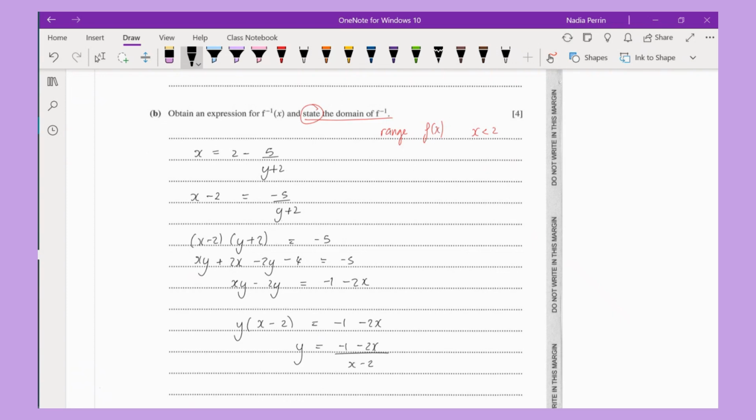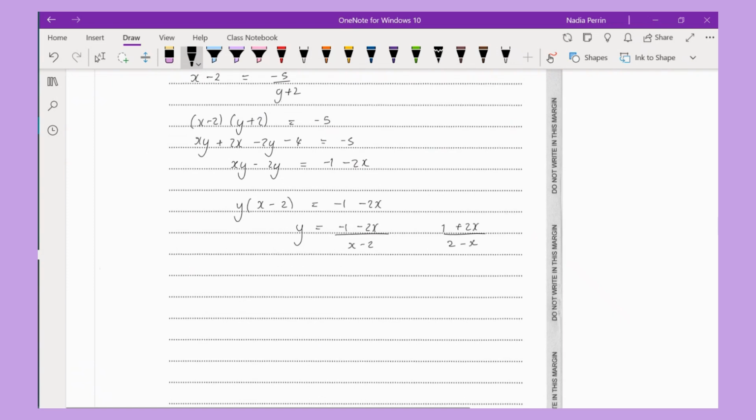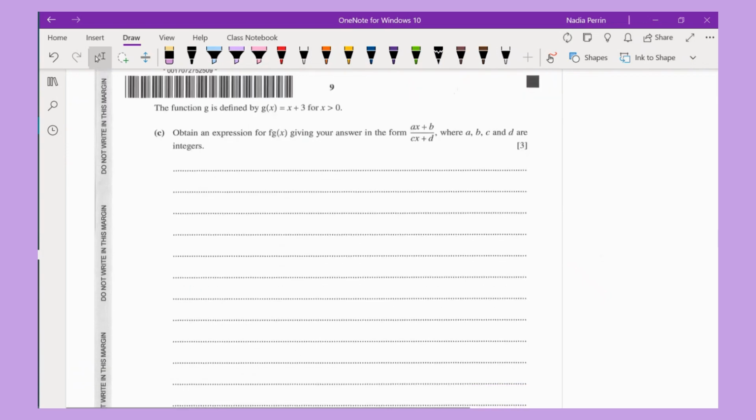you can, of course, times the top and bottom by -1 to get rid of all those negatives, which is what Cambridge likes to do. Heaven forbid we should have any negatives. So if you got that, that is also correct. Right, moving on. Well, not really.